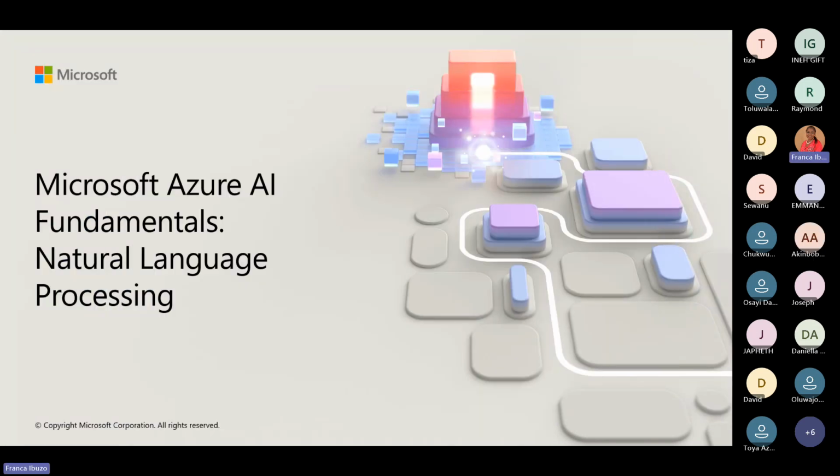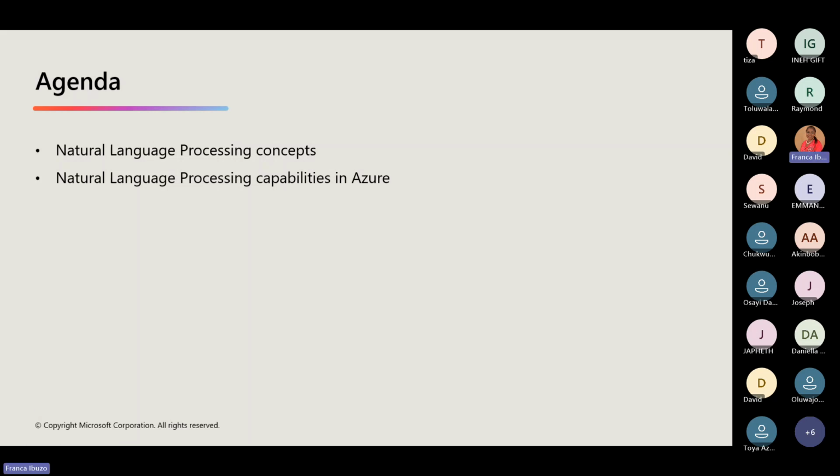So this is module 3, Microsoft Azure AI Fundamentals, Natural Language Processing. We talked about natural language. What did we say about natural language again? Can somebody remind us what natural language is? What do you understand by natural language? Anybody can unmute and speak. Who wants to tell us what you understand by natural language? How come nobody is speaking?